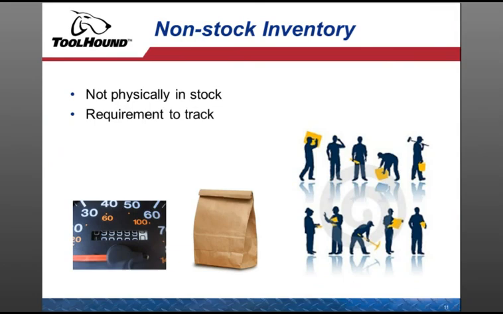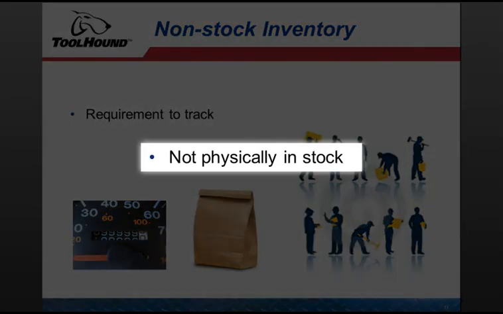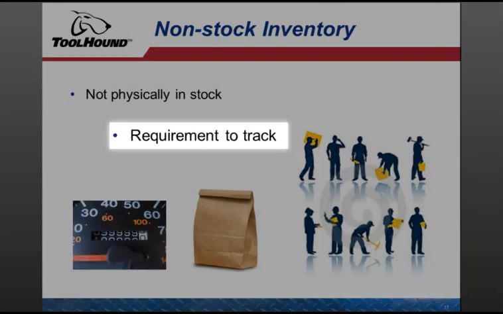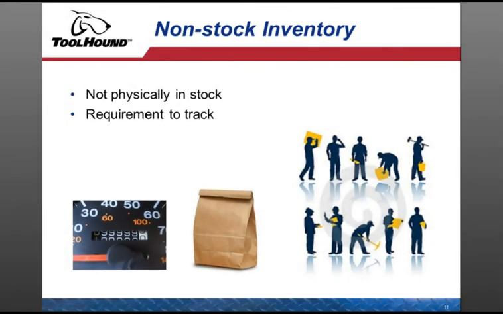Non-stock inventory types are used for assets not physically in stock but that need to be supplied and recorded, usually for billing purposes. Examples include miles, labor or people, or meals.